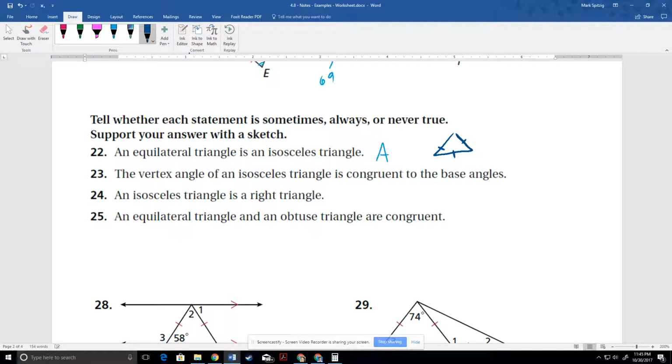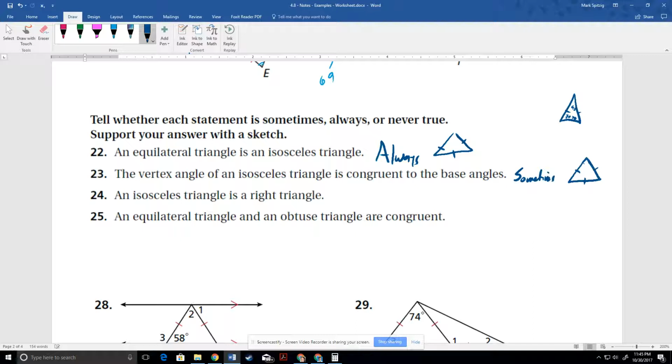This says the vertex angle of an isosceles triangle is congruent to the base angles. This is actually sometimes. Might as well write the whole word out. So we do always. Always. All right, so we got sometimes. And sometimes works because most of the time it doesn't have to be, right? If I sketch this out, this could be 70 and 70, and this would be 40. So the vertex angle isn't equal, right? But in the case of an equilateral triangle, they're all 60. So the vertex angle up here would be the same as the base angles. So the only time that it's true is if it's an equilateral triangle, but that is sometimes.